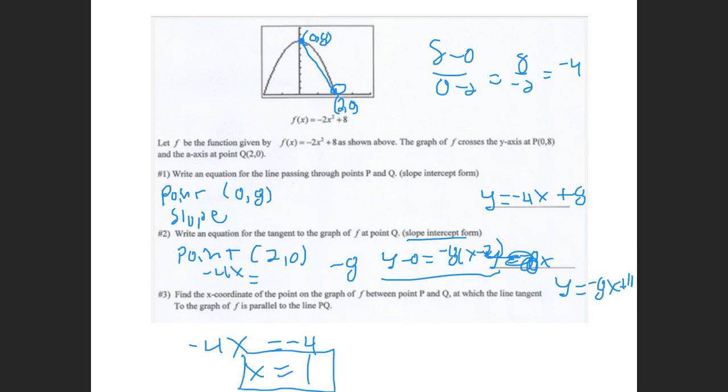So this was a problem off a previous AP exam. Not too bad, but you did have to know a lot of different things. I mean, the AP exam tests you on lots and lots of different things. All right.